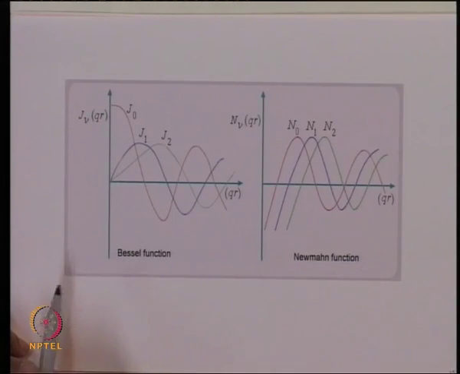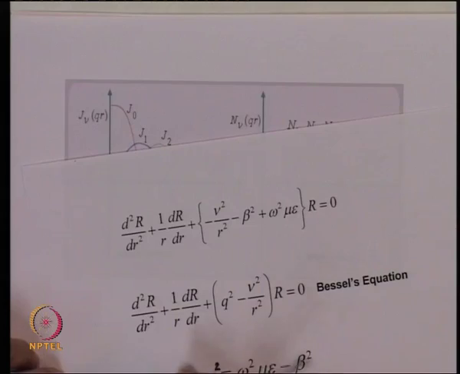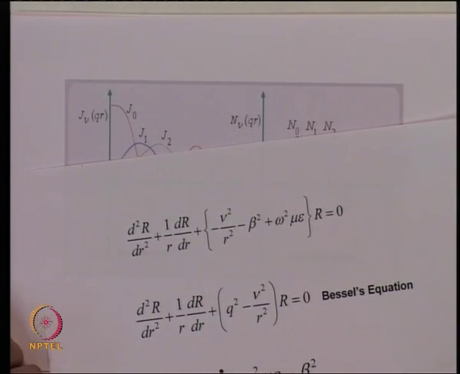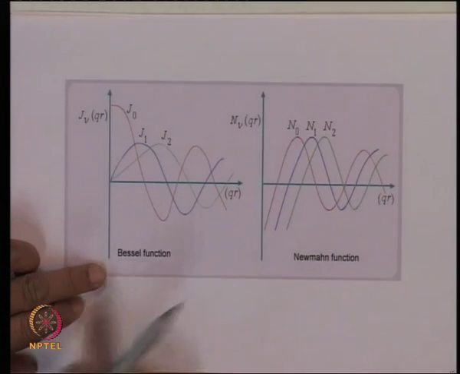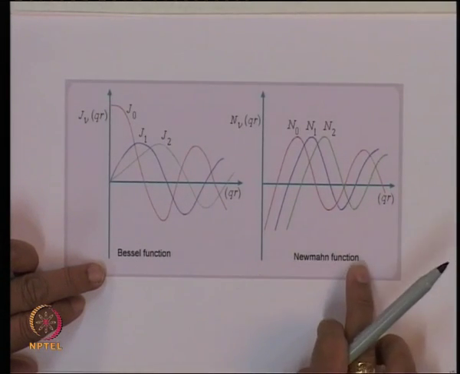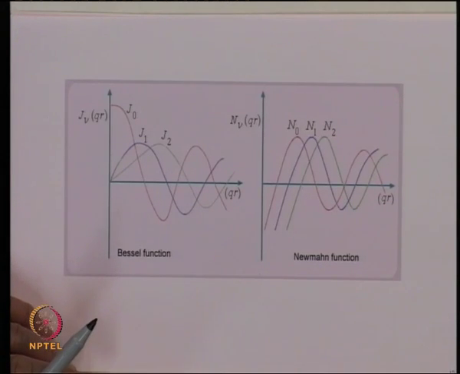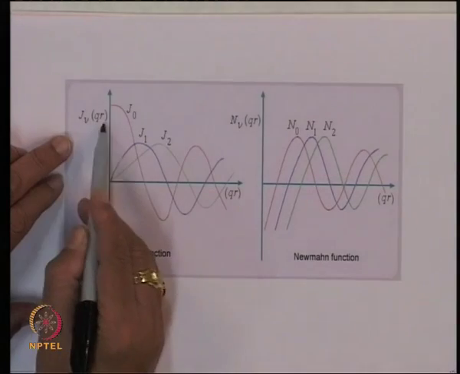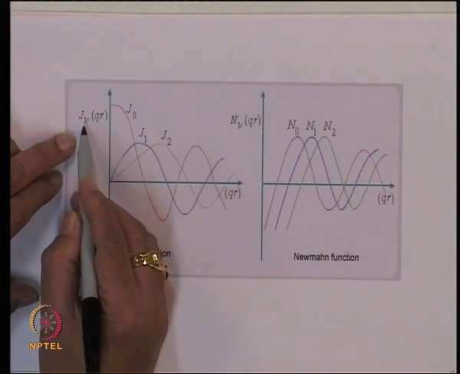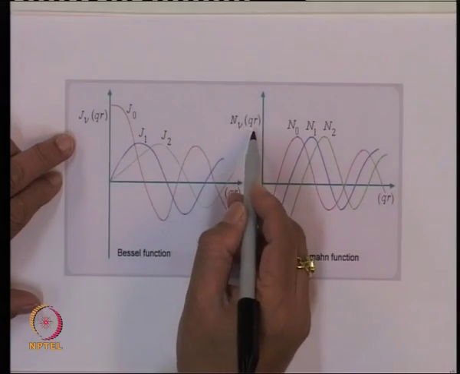So, let us first look at the behavior of the Bessel functions. What we now say is that if this quantity q is real, then we have a Bessel function, and since it is a second order differential equation, there are two solutions to this. The first solution is what is called the Bessel function, and the second solution is what is called the Neumann function. These functions are denoted like this: J nu of q r, and N nu of q r.